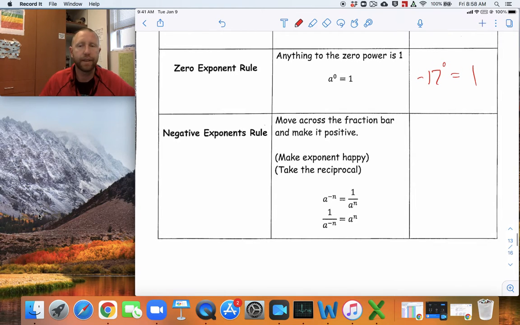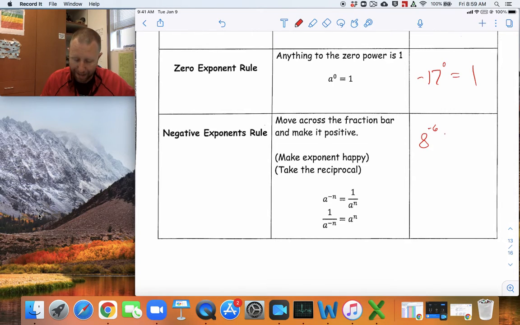And then finally, the negative exponent rules. Little reminder here, make the exponent happy. I like that. It says just move it across the fraction bar, make it positive. Okay, so if it's on the top, you move it to the bottom. If it's on the bottom, you move it to the top. We'll do one of each. If I have 8 raised to the power of negative 6, and that's it.